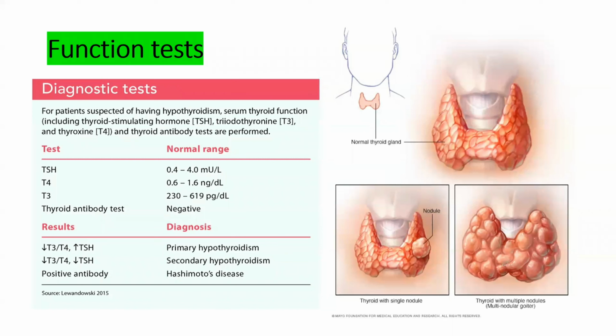Now, diagnostic tests. Thyroid functional tests include TSH, T3, T4 and thyroid antibody test. TSH normal range is 0.4 to 4 milliunits per liter, T4 is 0.6 to 1.6 nanogram per deciliter, and T3 is 230 to 619 picogram per deciliter. Thyroid antibody test is usually negative. If TSH is high and T3, T4 are low, it is primary hypothyroidism. If TSH is low and T3, T4 are also low, it is secondary hypothyroidism. Positive antibody indicates Hashimoto's disease.